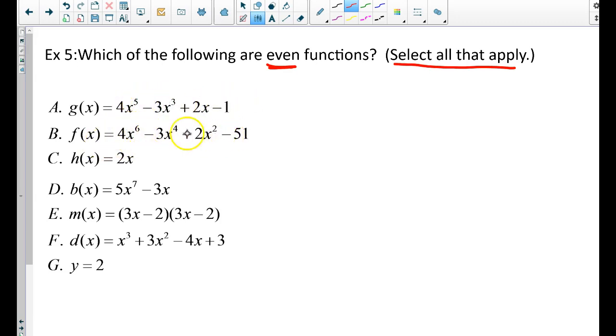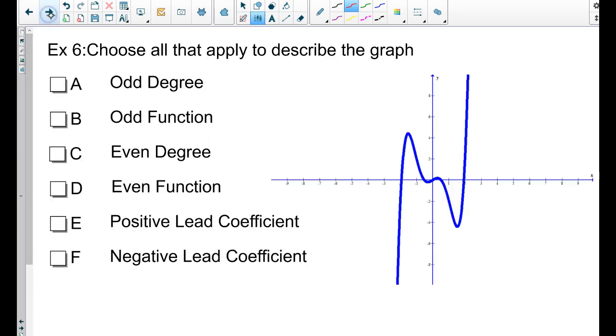This is all even, right? Remember the 51, that constant has x to the 0. 0 is an even number. This is odd. This is odd. This one, if you FOIL this out, you would get 9x squared minus 12x plus 4, so it's a neither. This is definitely a mixture. And this is a constant, so this is even. So B and G are the answer to that problem.